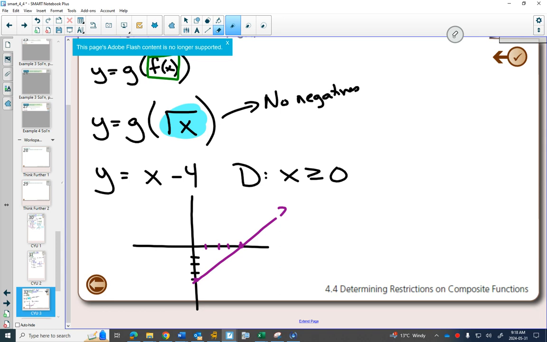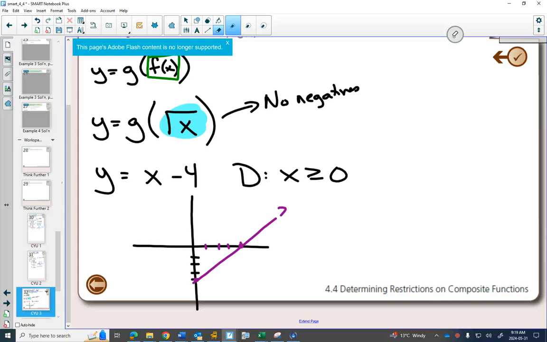Three out of my 30 students got that right. The rest forgot. They just got the line. They got so excited: I know how to graph a line. And they graphed the whole line. They lost 1 full point for that. So we have to be careful with composite functions.